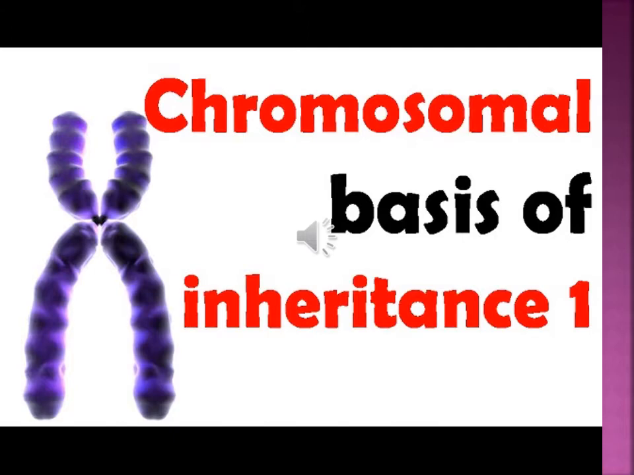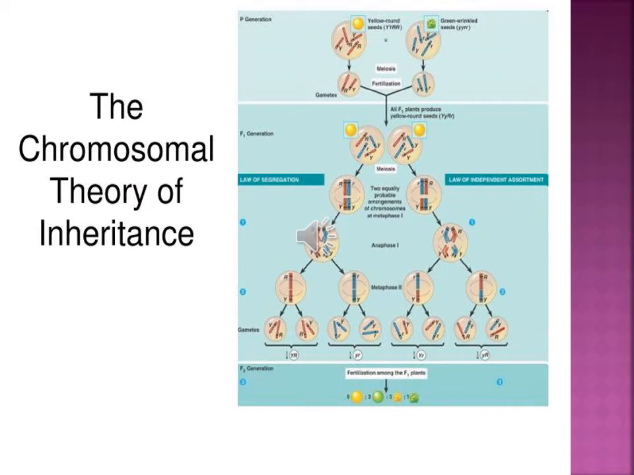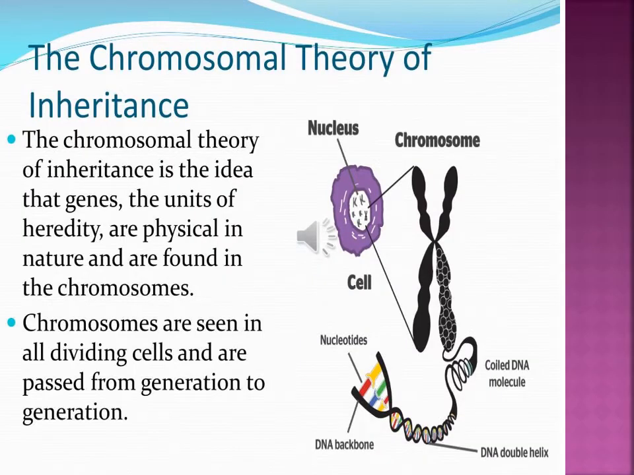So now we are going to see the chromosomal basis of inheritance, the chromosomal theory of inheritance. Everybody has characteristics from our parents. These characteristics can be transferred with the help of chromosomes. Chromosomal theory explains inheritance, how our parents' characteristics are transferred to us. That is called the chromosomal theory of inheritance. Chromosomes are seen in all dividing cells and are passed from generation to generation.